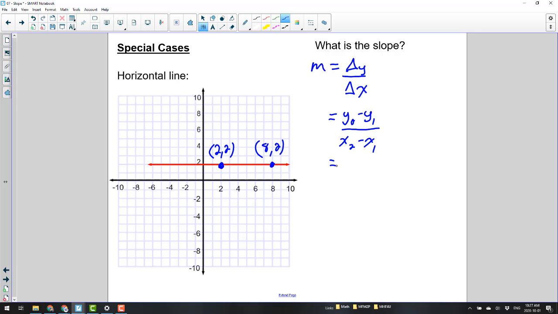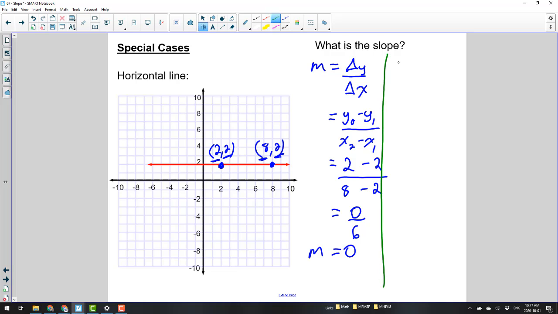So let's plug in our values. The y-coordinate of point 2, the y-coordinate of point 1, so 2 minus 2, over the x-coordinate of point 2 minus the x-coordinate of point 1. So I get 0 over 6, which is 0. So my slope there is 0. Now I chose those 2 points randomly. It could be any 2 points. It doesn't matter. Let's try this again.